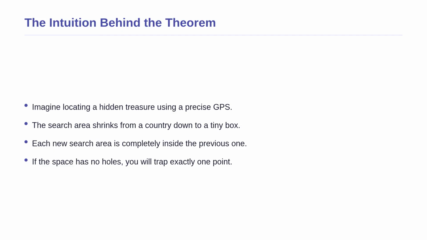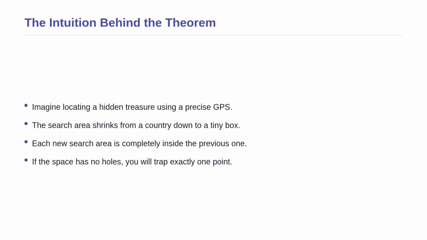Before we look at the formal mathematics, let us understand why this concept matters. In advanced mathematics, we often need to prove that a specific solution or point actually exists, even if we cannot calculate it directly. Think back to our GPS analogy. If you keep trapping a space inside smaller and smaller boundaries, and the physical size of that space keeps shrinking closer and closer to zero, common sense tells us you will eventually trap exactly one single point.